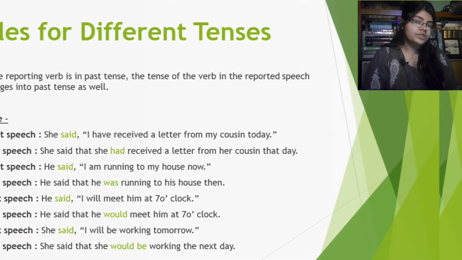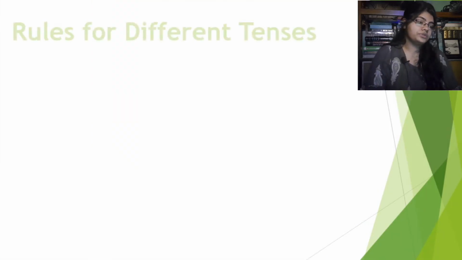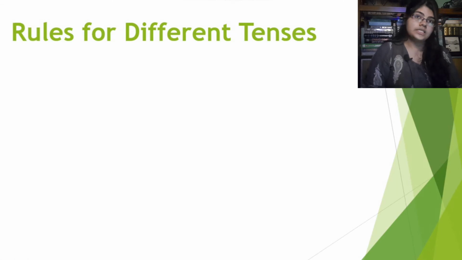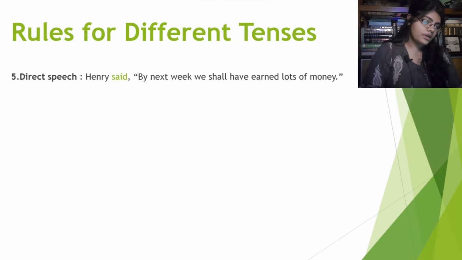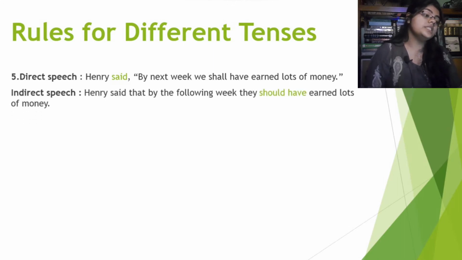Done. Now the next portion. We will see some other examples of the same rule. Direct speech: Henry said, "By next week we shall have earned lots of money." Indirect speech: Henry said that by the following week they should have earned lots of money.